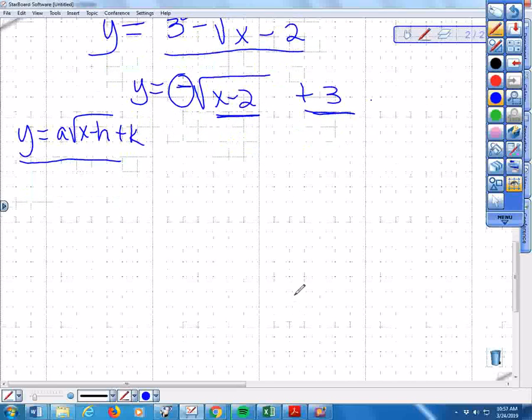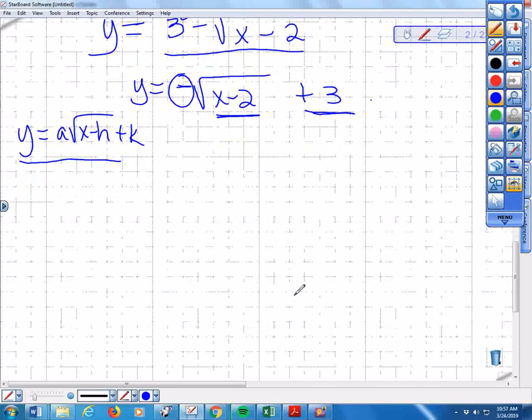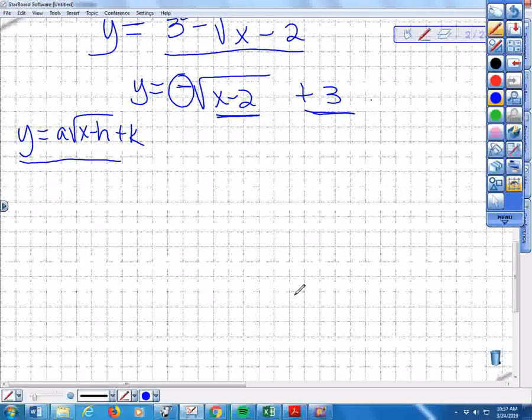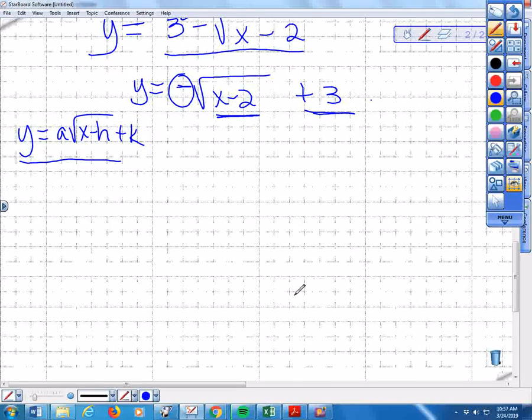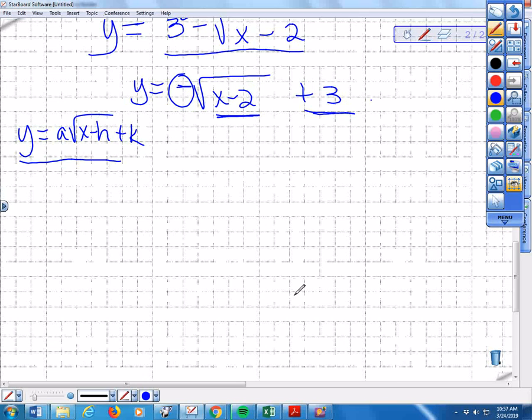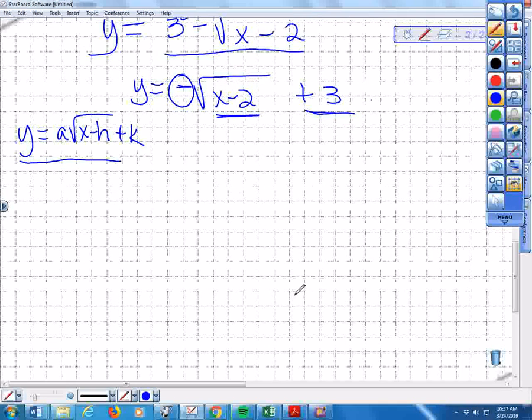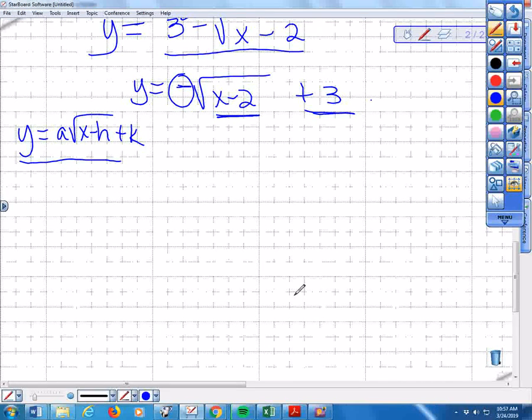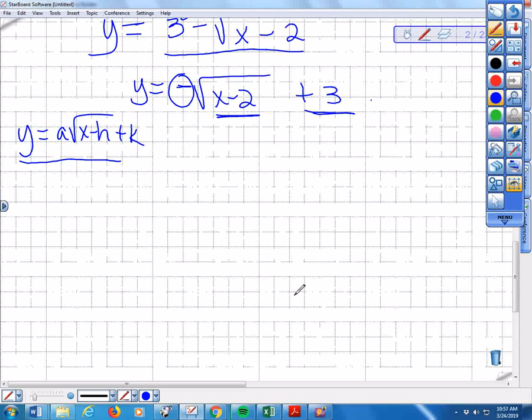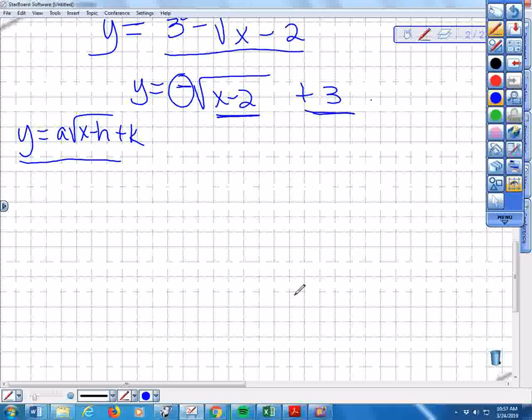Okay? So the first question says, what is the domain? The second question says, what is the range? And the third question says to graph it. I recommend you jump to that third question, which is the last question on the quiz, and go ahead and graph it first, because then you will be able to see the range and the domain very easily.